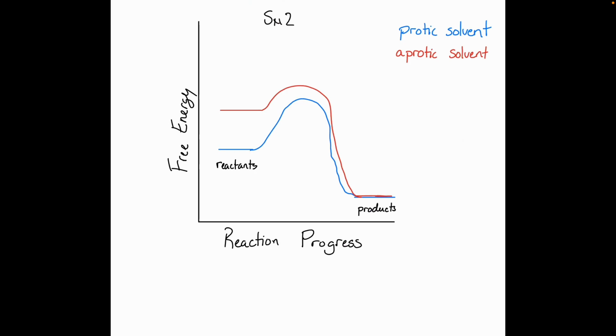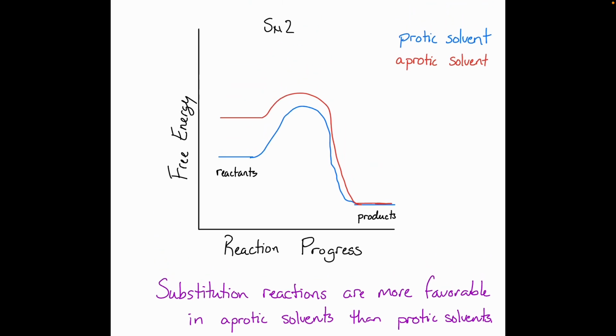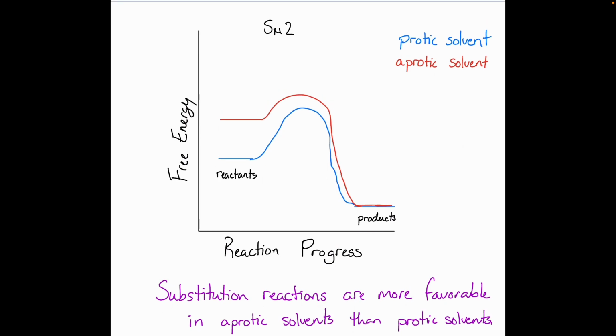And so what we see here, our free energy diagram illustrates, is that substitution reactions are more favorable in aprotic solvents than protic solvents. Okay, and this is going to be something that we want to think about when we start discussing this competition between substitution and elimination reactions. If I have a reaction that's favoring an elimination product, I can just go and change it and carry it out in an aprotic solvent, and that will help favor that substitution product because it'll destabilize my nucleophile.